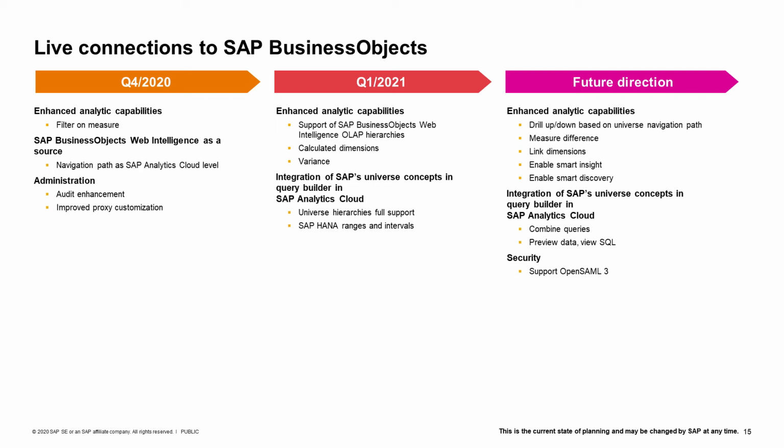And to finish, the last category is around configuration and administration. So we'll have some audit enhancements released in Q4 with more action captures in the audits at the BO system level. And in Q4, we will also improve the proxy customization. Then we will also get the support for SAML 3, which is planned later on in 2021. So that was for the roadmap.